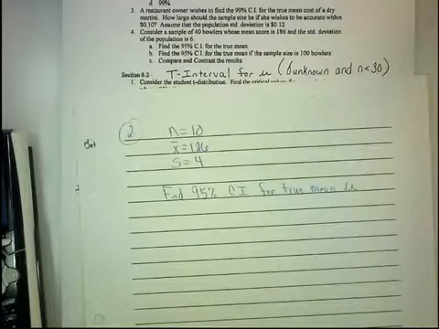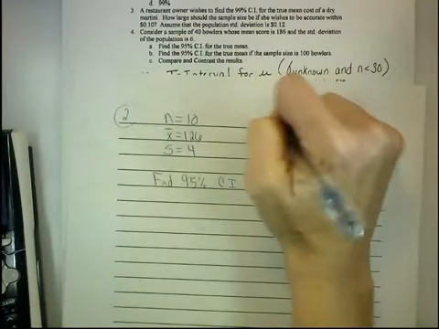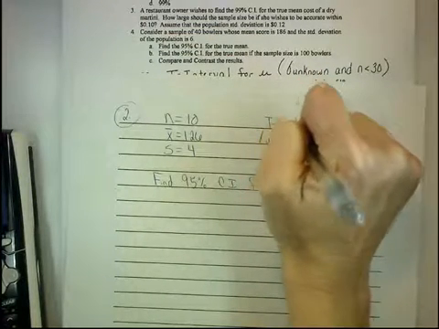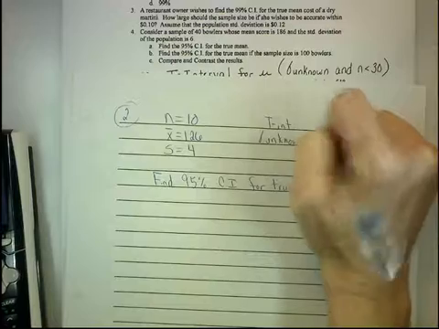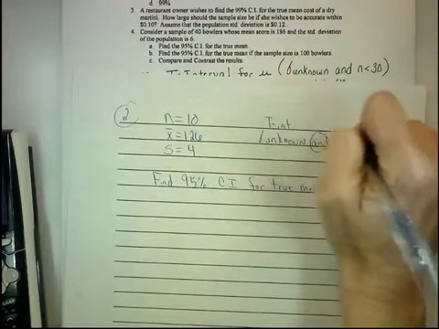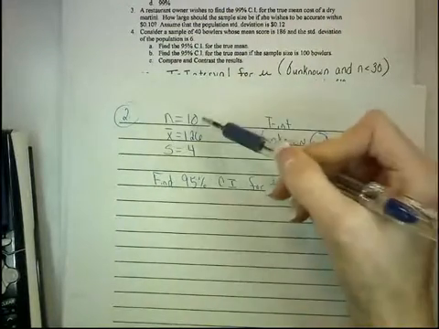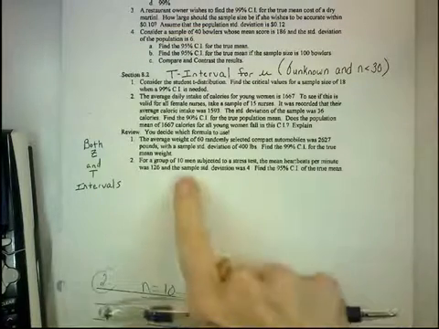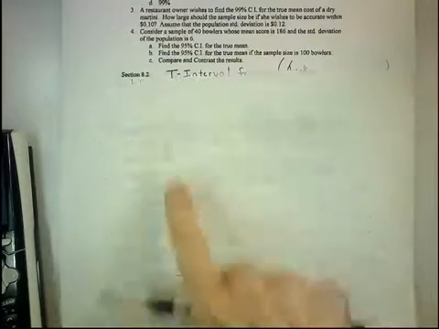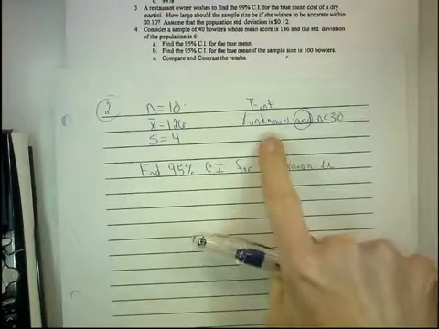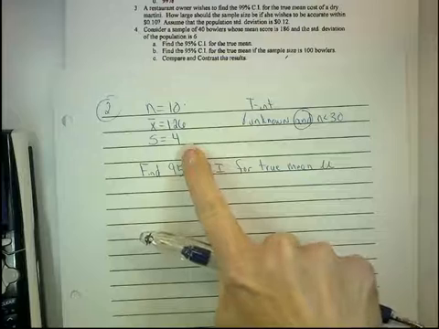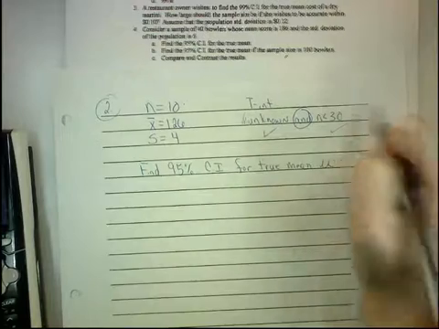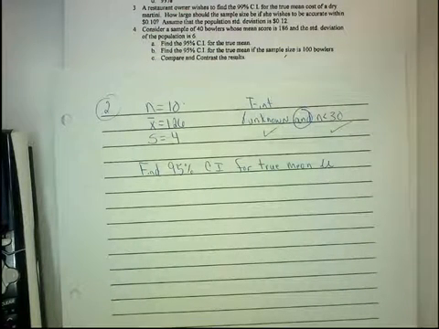This is actually a T interval. Sigma is unknown. That means they give S. And at the very same time, N is very small, less than 30. They take a sample of 10 men, and they even say sample standard deviation S is 4. So sigma is unknown because we know the sample standard deviation, not sigma, and N is only 10. So check, check, both conditions are satisfied.